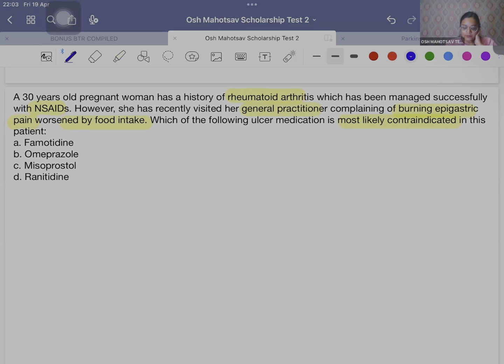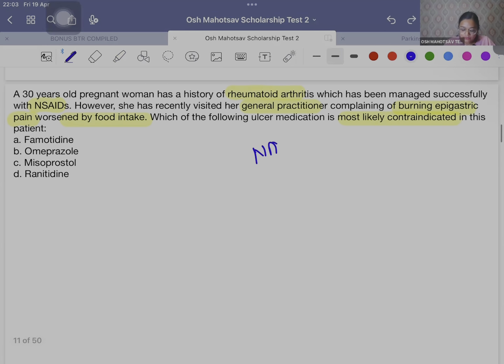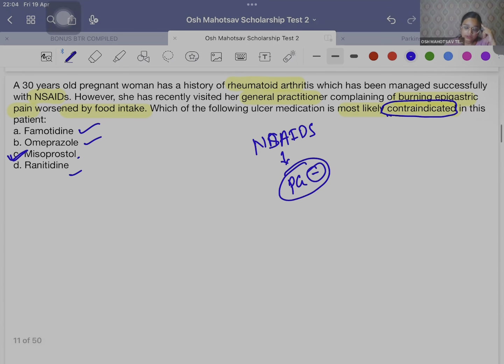So if you know that these NSAIDs are our non-steroidal anti-inflammatory drugs, these are our prostaglandin inhibitors. If you know that prostaglandin is required to protect the stomach, okay? So these directly will decrease the prostaglandin level, and misoprostol is also a prostaglandin analog. So we will not give misoprostol. Famotidine we can give, omeprazole we can give, ranitidine we are giving. Okay, so the answer is misoprostol because it is asking about the contraindication.